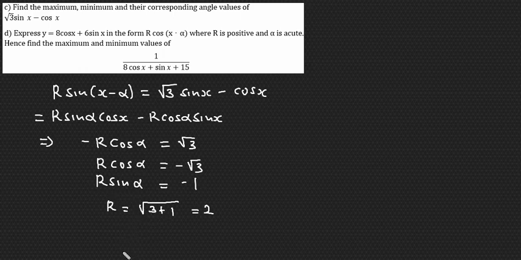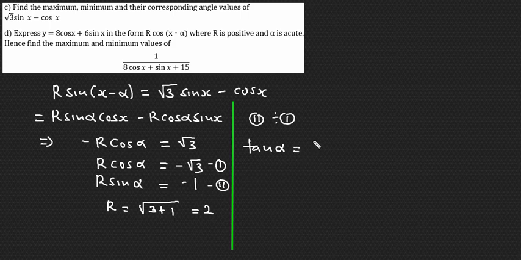Now if we want to find alpha, I'm going to divide the two equations. This equation here equals 1, and this one 2. So 2 divided by 1, we shall be getting tan alpha equal to 1 over root 3. So alpha is going to be equal to the tan inverse of 1 over root 3.